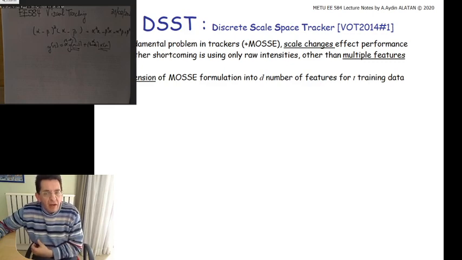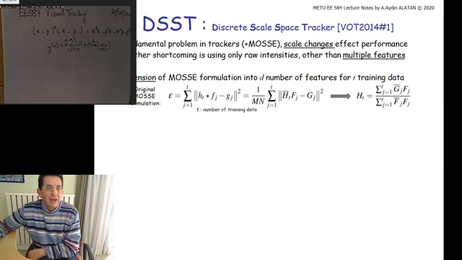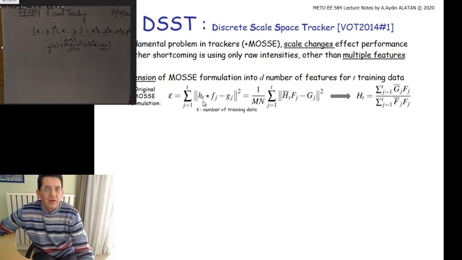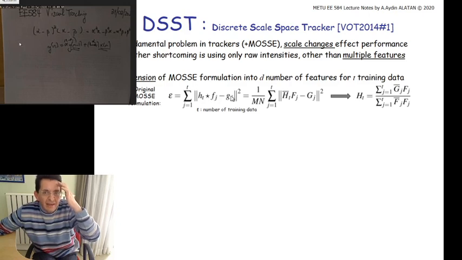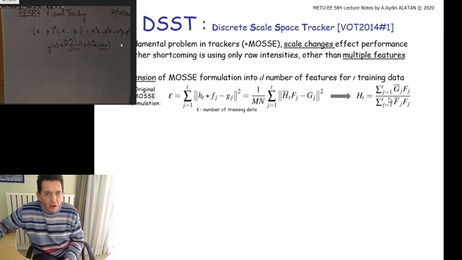MOSSE was working very well, but how do you incorporate D number of features with T number of training data? This is the original MOSSE formulation, just written in a different notation. H is for only a single T; for every instant there is a single filter. These are our past training data. This is the correct positions in a Gaussian shifted version, which is written like that. I'm writing this in this way, which is the time domain or image domain, and this is the frequency domain. And you obtain this result, which is the previous result that we obtained.